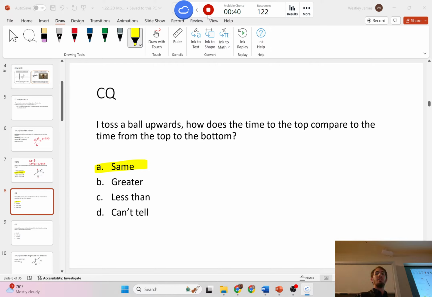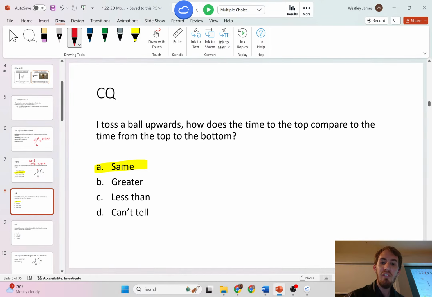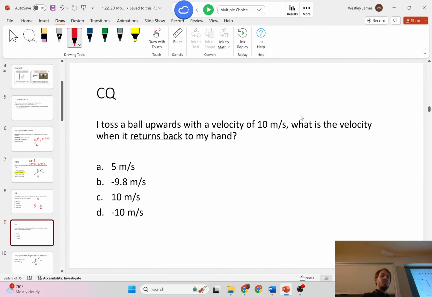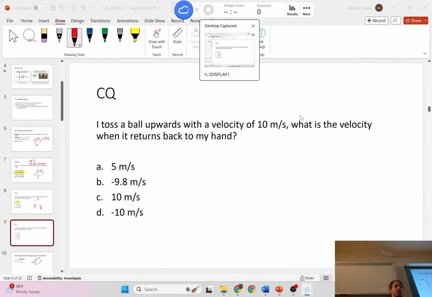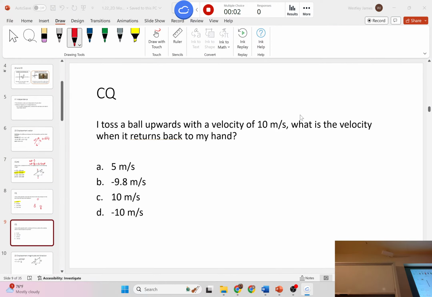Yeah. So for me, I'm kind of confused because if you have gravity at 9.8, toss it up, wouldn't gravity be slowing it down on the way up and then speeding it up on the way down? It will be. So if I toss a ball upwards with some velocity, at the highest point it's not moving. Let's jump to the next one, and then we'll unpack the whole problem together a bit more. If I toss it upwards with a velocity of 10 meters per second, what is the velocity when it returns back to my hand? So the key to this is symmetry.